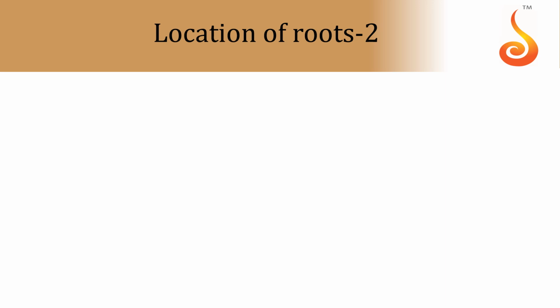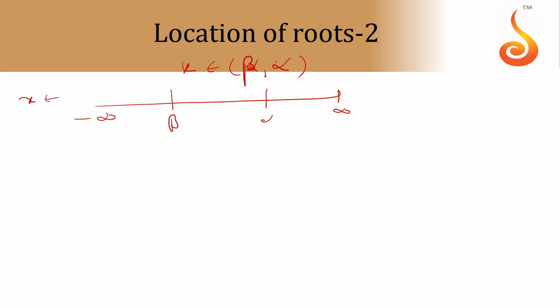Let us take one more example. Assume k lies in between the roots beta and alpha, so I wrote the open interval beta, alpha. What is the diagram for this? Beta, alpha, k is lying in between the roots. Then what is the condition? First, the discriminant. Now you cannot have it equal to 0 because k is in between the roots, so roots cannot be equal.